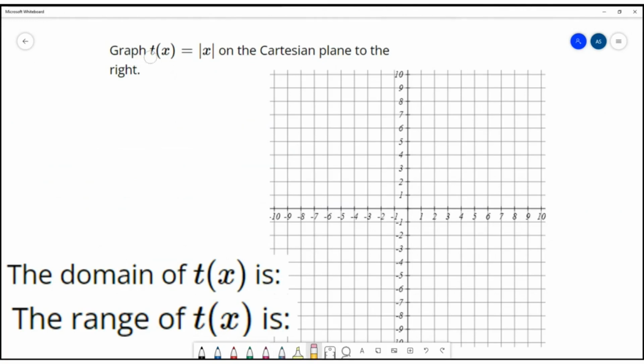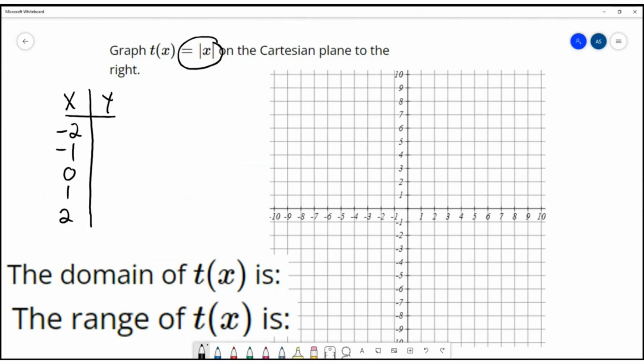On this example, we have f of x equals absolute value of x, and we want to graph it on this Cartesian plane. The way that we graph an equation like this is with plotting points. We're going to choose x's and find the y's. And I'm going to choose x's of -2, -1, 0, 1, and 2. These are my standard set of x's that I choose, have some negatives, some positives, and 0.